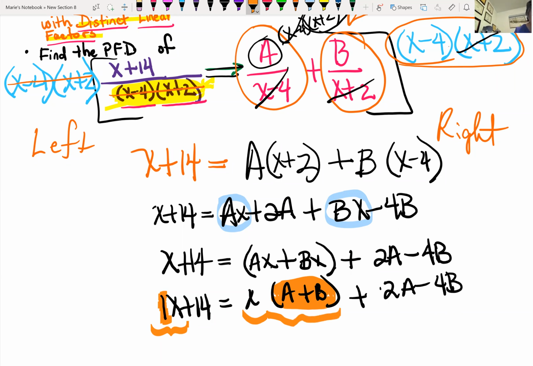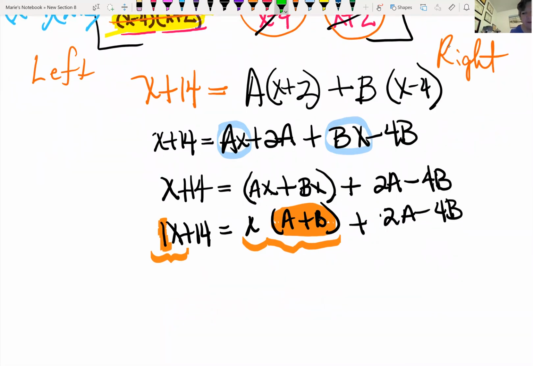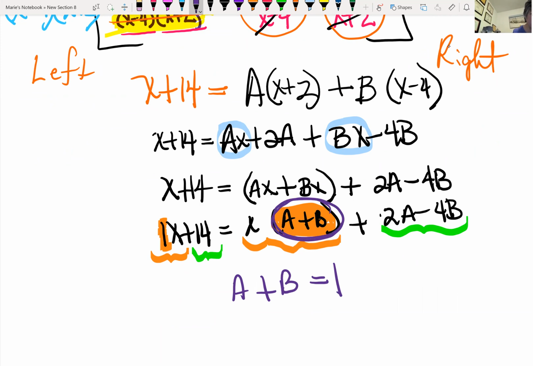And then the other part that we do know is that the 2A minus the 4B, which is the loose piece, is 14. So what we have is we have A plus B is equal to 1. Hence, A plus B is equal to the 1.